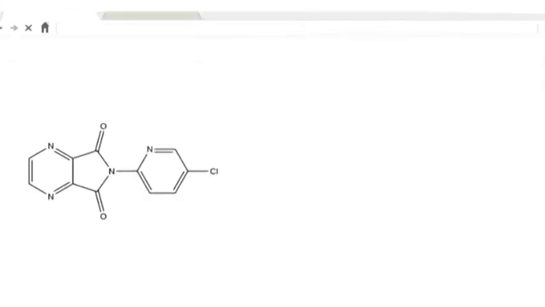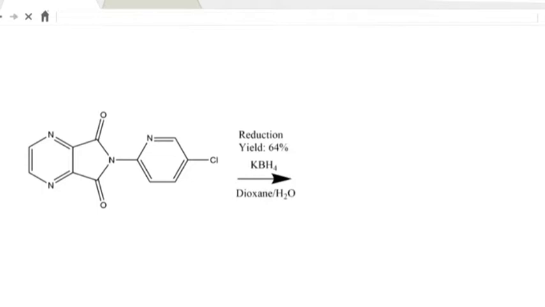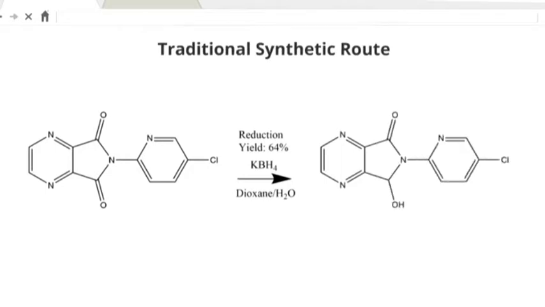The fourth part of the synthesis is completed by the monoreduction of carbonyl oxygen of the imide to a hydroxyl group with a product yield of 64%. This route is mediated by potassium borohydride, dioxane, and water.